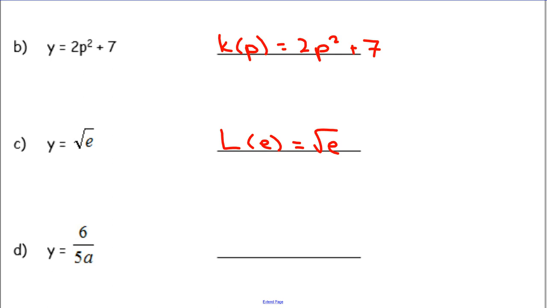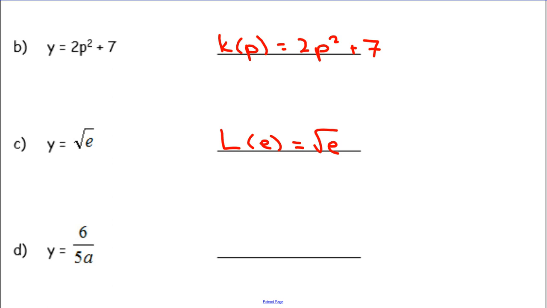Might be one like that. It doesn't have a particular kind of name. You could maybe make it up, square root function. It doesn't have a special name, doesn't have a nickname. So y equals 6 over 5a. Make up something else if you want. Make up your own one.